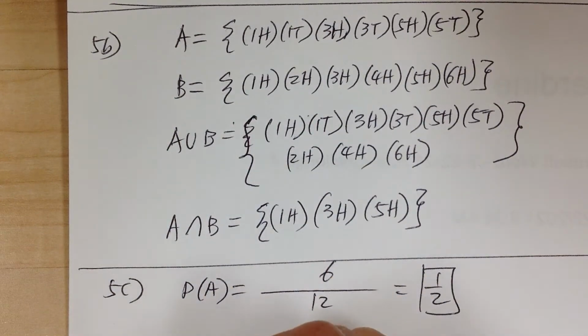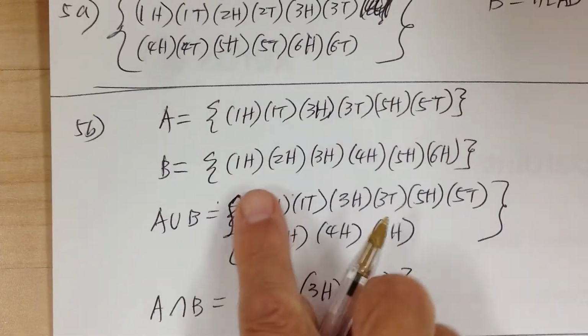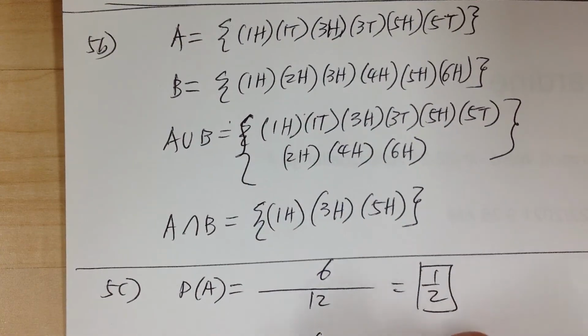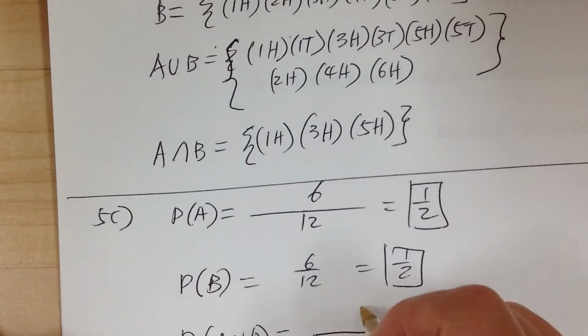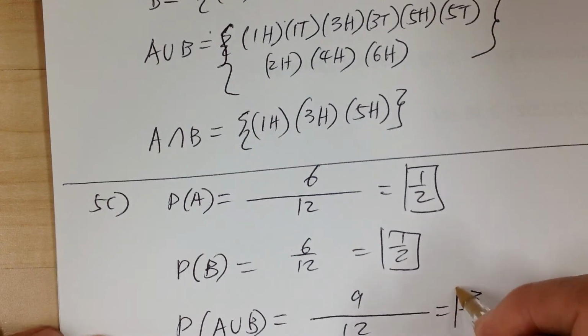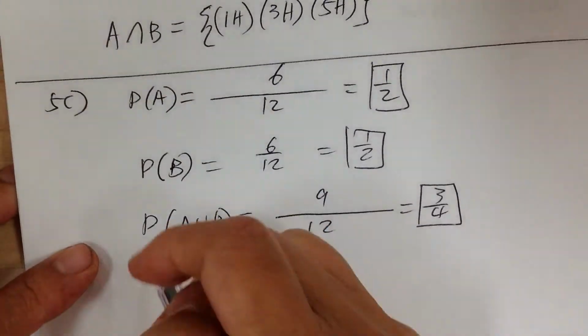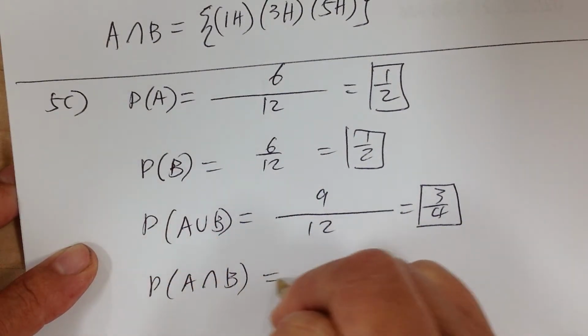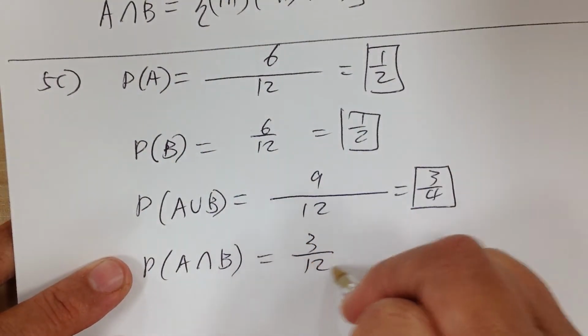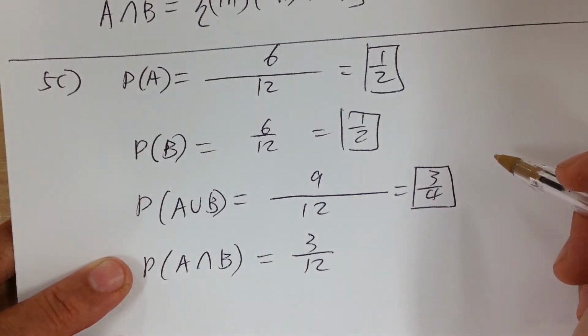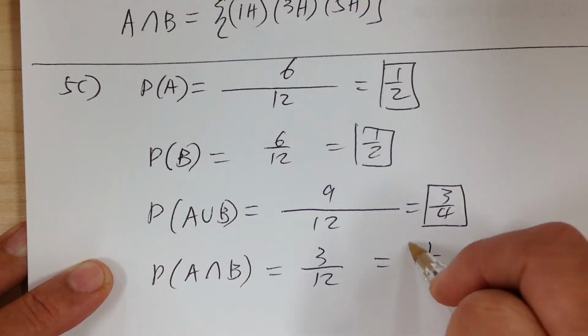Okay. And probability of B, again, there are 6 of them, it'll be 6 over 12. So equal to 1 over 2. Okay, probability of A union B will equal 9 over 12, so equal to 3 over 4. Okay, and probability of A intersect B, there are 3 of them, so it'll be 3 over 12. So 3 over 12 is equal to 1 over 4.